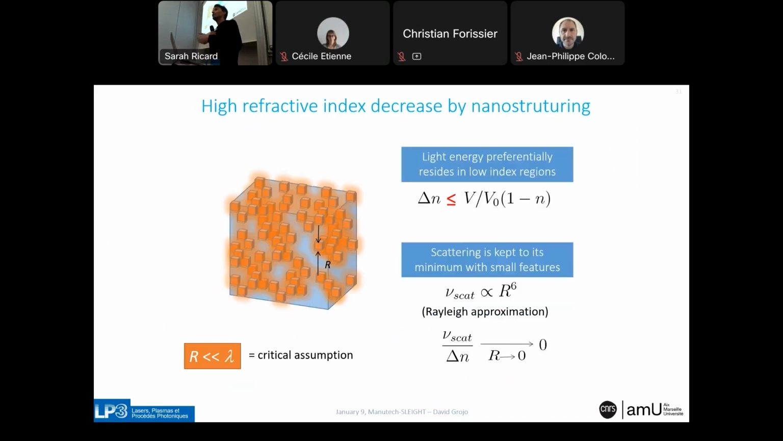This is not something specific to these nanoplanes. It's something general. If you put inside a material nano volumes of low index material, it will decrease the apparent refractive index. But my point is that this decrease can be higher than what you can expect just by considering the volumes, because of this polarization consideration. And the important point is that the size of these features has to be very small if you want to limit the scattering losses, so in practice much smaller than the wavelength. But the point is that it's possible to engineer the refractive index, limiting the scattering losses, by this type of approach, basically nanostructuring glasses.